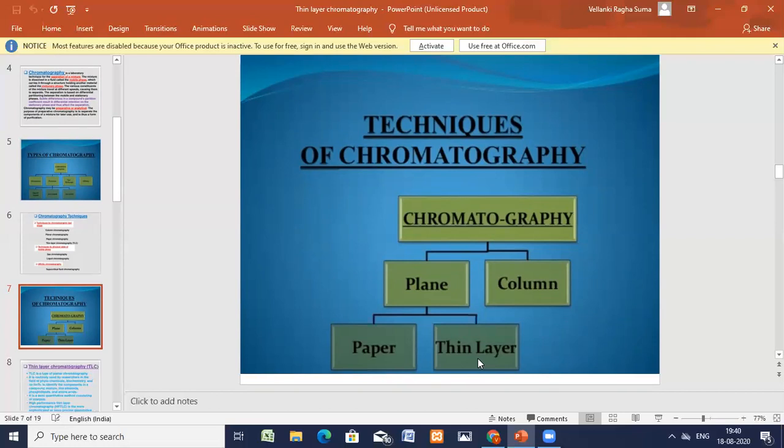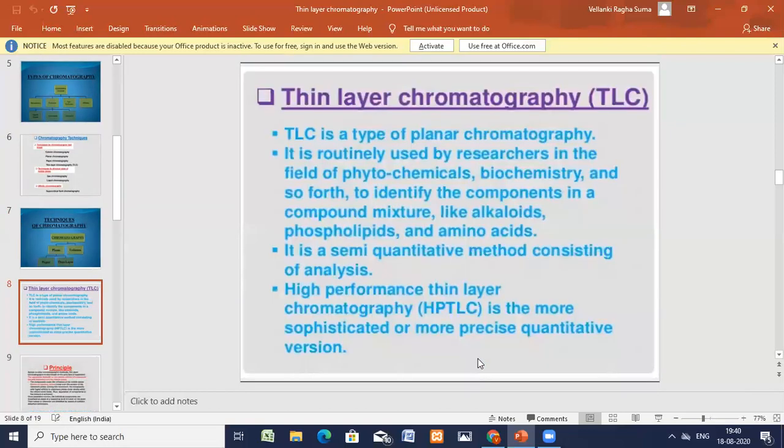So thin layer chromatography, we'll see in detail. It is a type of planar chromatography. It is widely used by researchers in the field of phytochemicals, biochemistry and so forth, to identify the components in a compound mixture like alkaloids, phospholipids, and amino acids.